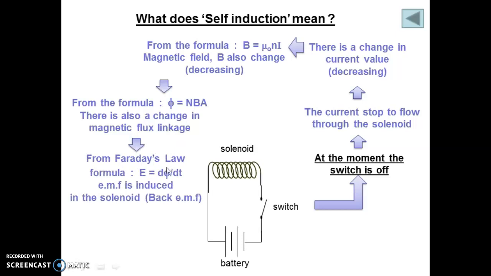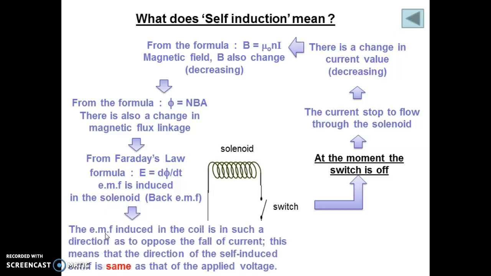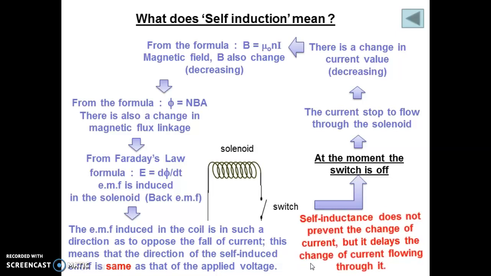Next, from Faraday's law formula, EMF induced equals d psi by dt. EMF will be induced in the solenoid. The EMF induced in the coil is in such a direction as to oppose the fall of current. So this means that the direction of the self-induced EMF is the same as that of the applied voltage. And again, self-inductance does not prevent the change of current, but it delays the change of current flowing through it. It slows down the drop of current.